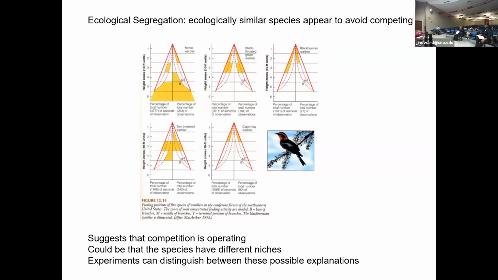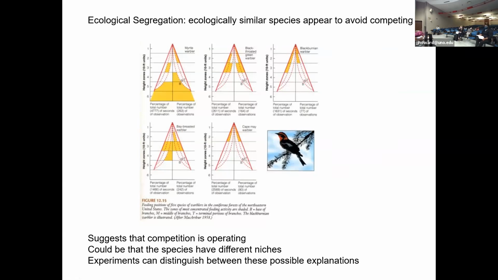Now, just because they have different niches doesn't mean that competition wasn't important in the past. But for right now, how do we know whether, say, the Cape May warbler here might use these lower branches if we took away the Blackburnian warbler? Maybe this is actually a part of its niche, and it's being excluded from that by the Blackburnian warbler. How do we know that this Myrtle Warbler here would not move up higher in the tree if the bay-breasted warbler was not there to occupy that?